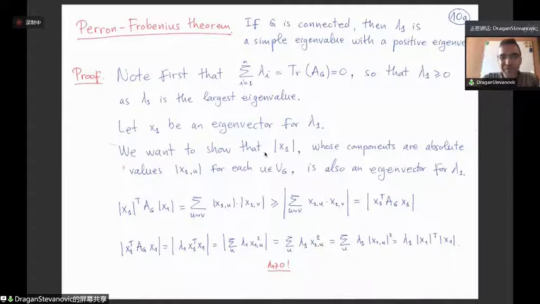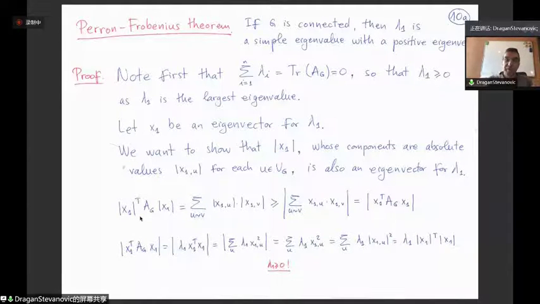At the end, actually, we want to show that x1 will be equal to the absolute value of x1. So that will be just a multiple of the same vector. But at the moment, it looks like we're creating a new eigenvector. So let's see what happens with this absolute of x1. We need to multiply it.